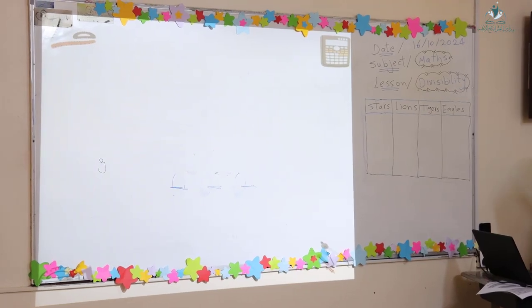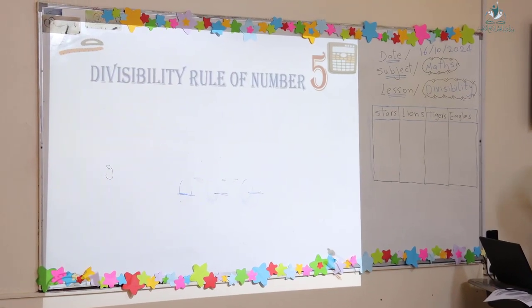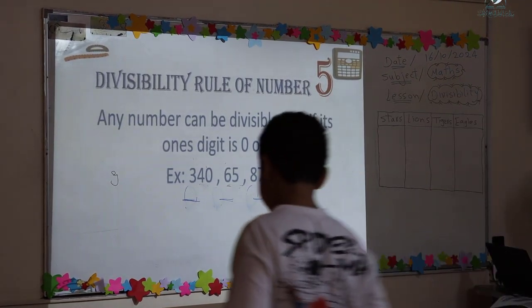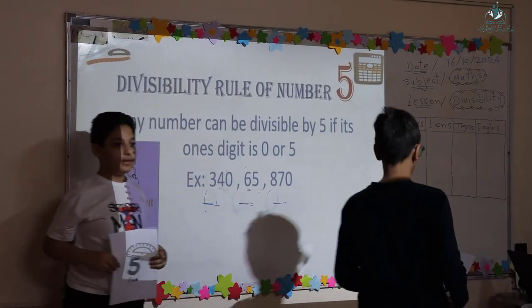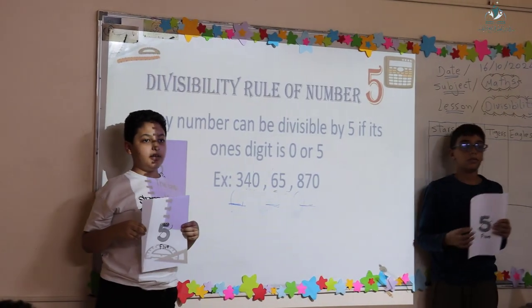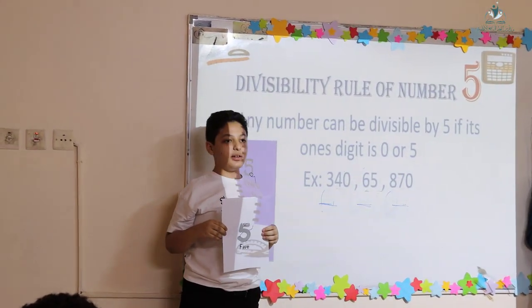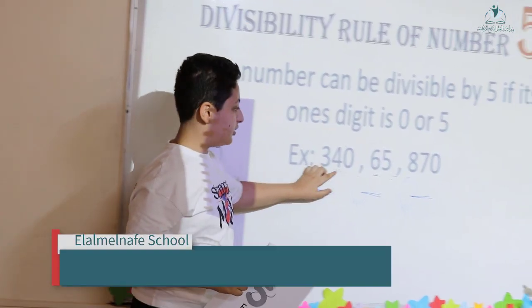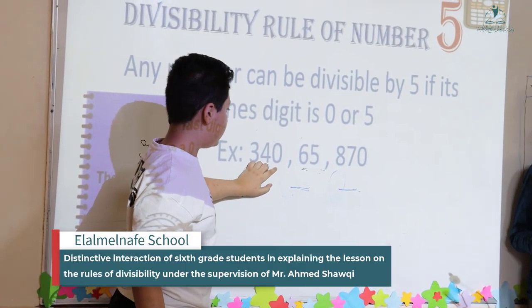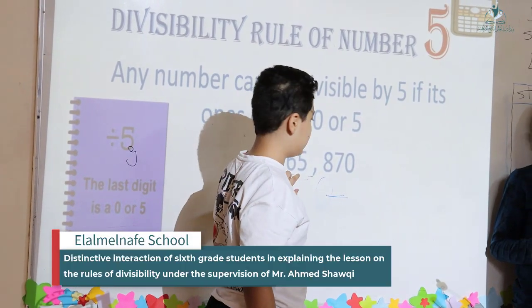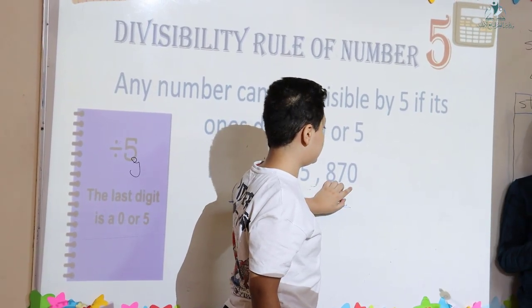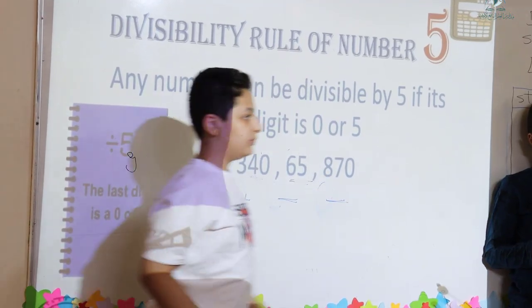divisibility rule of the number 5. Where is the number 5? Introduce yourself. Hello my friends, my name is the number 5. Any number can be divisible by me if its ones digit is 0 or 5, such as 340. The ones digit is 0. 65, the ones digit is 5. And 870, the ones digit is 0.